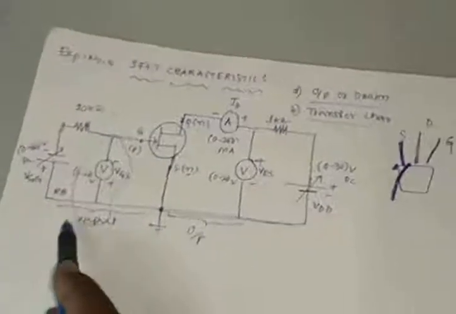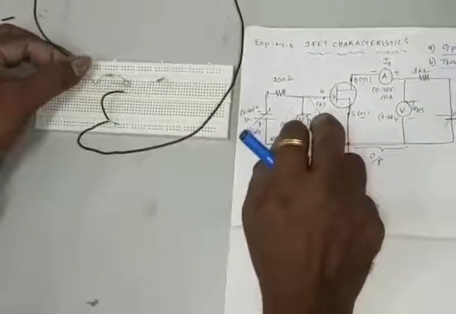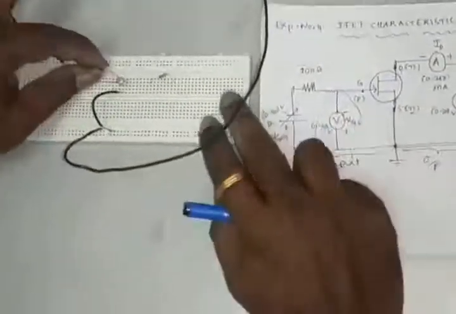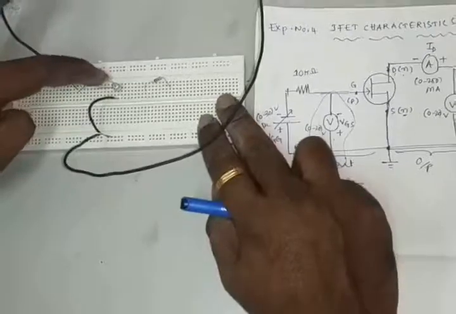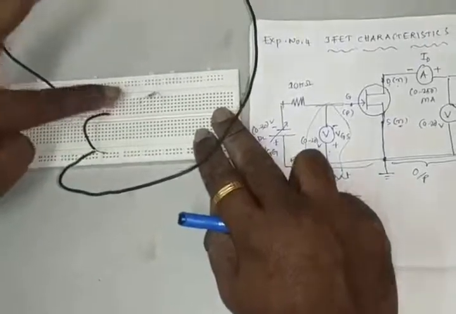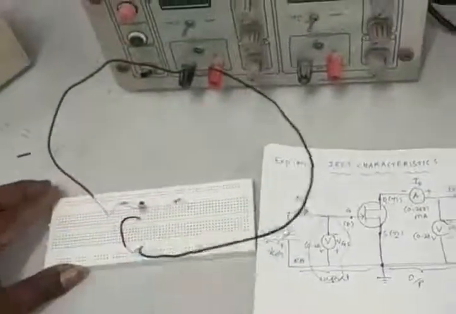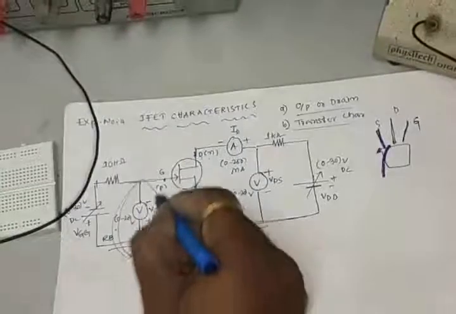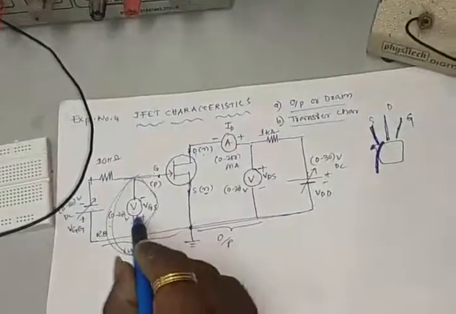Then we have to connect this 0 to 20 volts. Bring the 0 to 20 volts. See this one. Positive of the DC regulated power supply is connected to one end of the resistor, the other end is connected to the gate, where the source is grounded, and the negative of the regulated power supply is also grounded. This part is completed.